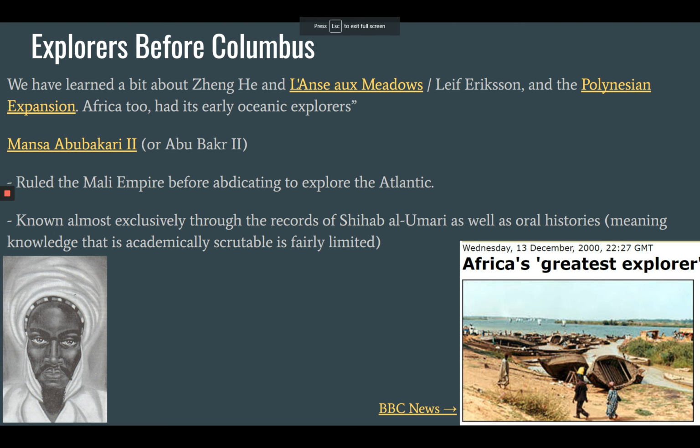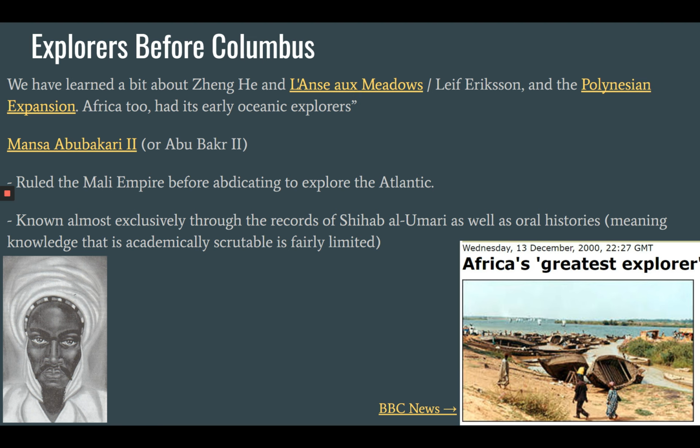We have explorers before Columbus. This is kind of linking to what I'm going to talk about just a little bit next time, but we've learned about Zheng He and, pardon my French, L'Anse aux Meadows and Leif Erikson, the Viking settlement in what is now part of Canada, as well as the Polynesian expansion, much, much earlier, expansion across the Pacific by the Polynesians, the Maori, etc., Pacific Island peoples.